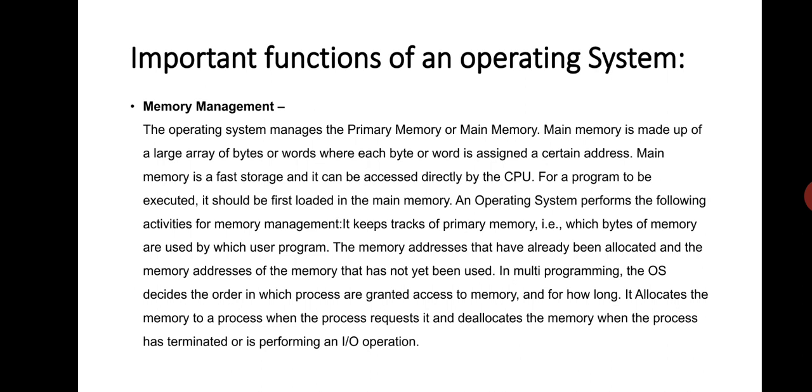Okay. Now, main memory is a large array of words or bytes where each word or byte has its own address. Main memory provides fast storage that can be accessed directly by the CPU, and for a program to be executed, it must be in the main memory. Okay. And the operating system mainly follows these activities.